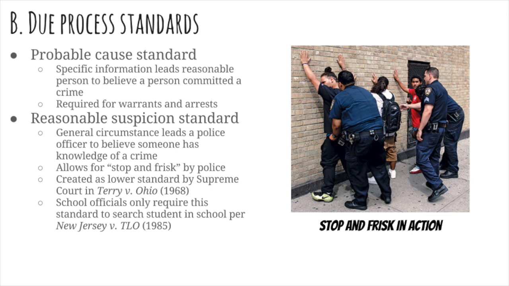An extension of this idea is that administrators at schools only need a reasonable suspicion in order to search someone at a school, a student at a school, that is to say. So for example, if the school principal wanted to search your locker, all they would need was reasonable suspicion that you have knowledge of some sort of crime. So it's a lower standard and you have a lesser expectation of privacy of your belongings and of your stuff at school.